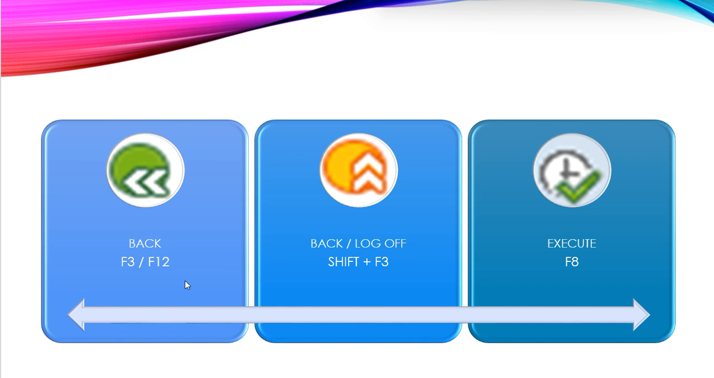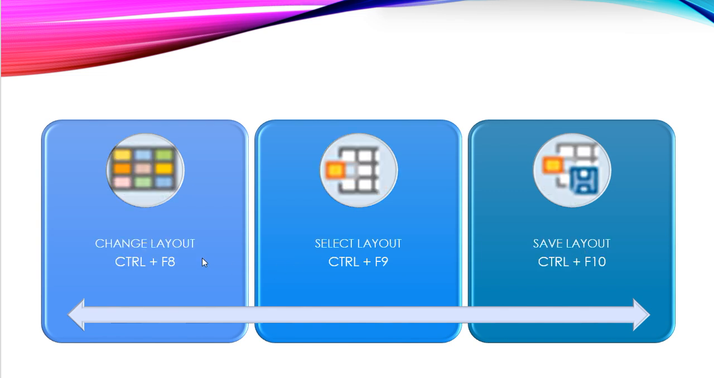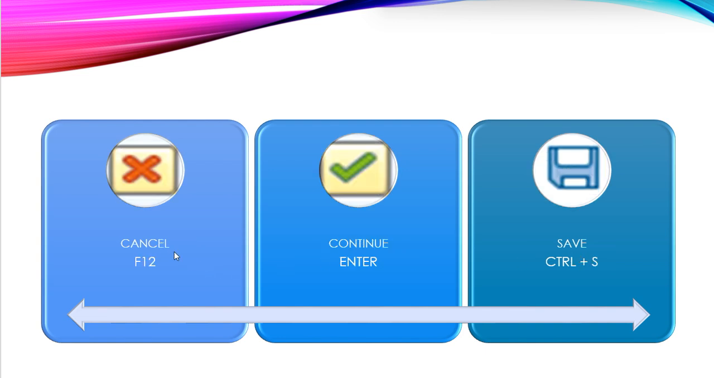In order to go back, press F3 or F12. To go back or log off from SAP, press Shift F3. To execute, press F8. To change the layout, press Ctrl F8. To select layout, Ctrl F9. To save layout, Ctrl F10. To cancel, press F12. To continue, press Enter. To save, press Ctrl S.